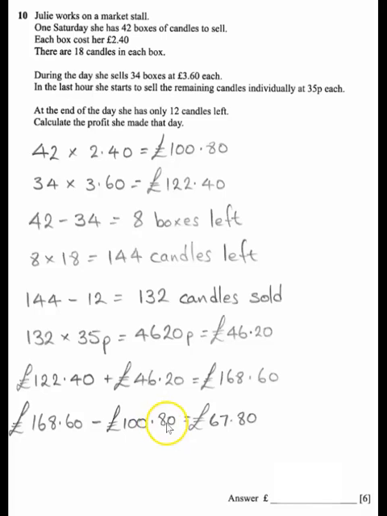Now, to see if she made profit and how much profit, you can see that I've done £168.60 take away £100.80. Just remember the £100.80 is what she bought them for initially. So what that means is she's made £67.80 in profit.